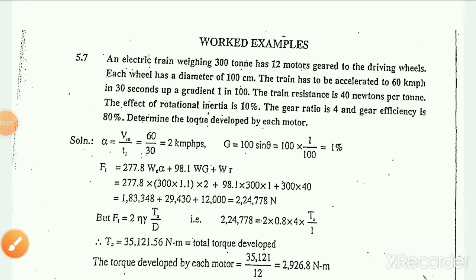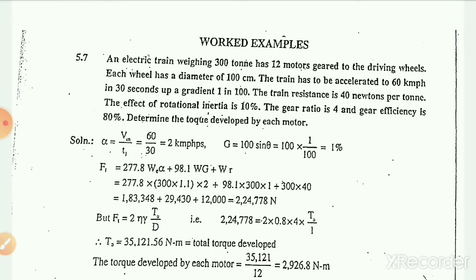Yes, in the previous videos we have discussed the problems on trains, the distance between stations, and problems on trapezoidal and quadrilateral speed-time curves. In this session we'll discuss some problems on electric traction, that is, tractive effort and coefficient of adhesion. So let me start with the first example.